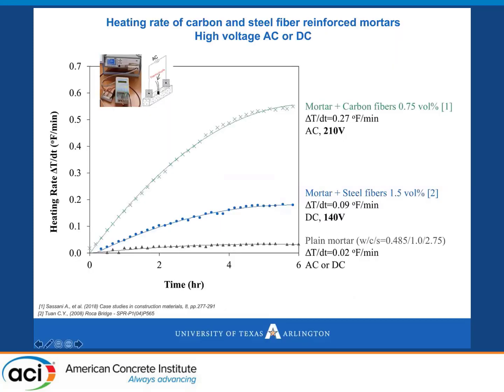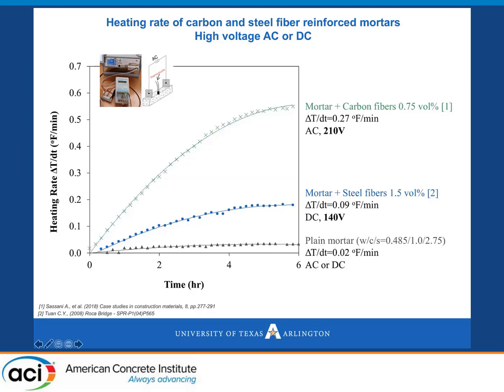In this slide, I'm showing you results of the heating rate of plain mortar and mortars reinforced with carbon and steel fibers, similar to the ones that I have shown in the previous 2 applications. Obviously, the plain mortar, the ordinary Portland cement mortar, exhibits no heating rate, or maybe a negligible heating rate of 0.02 Fahrenheit per minute. We were expecting this. Of course, the cementitious materials are highly insulating due to the low electrical and thermal conductivity, and they exhibit very high resistance to electric current, and heat flow leads to almost no change in the temperature when current is applied.